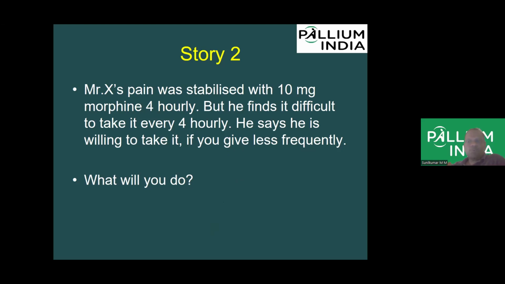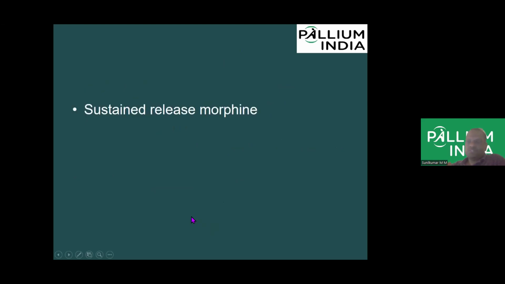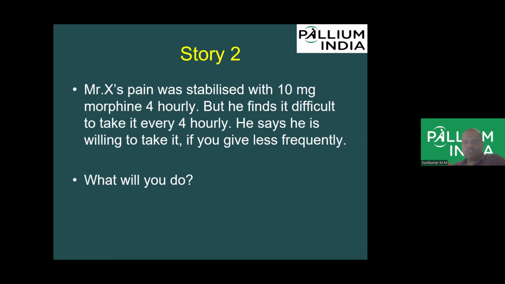So what are the properties of sustained release morphine compared to immediate release morphine? Sustained release morphine, its duration of action is 12 hours, whereas the duration of action of immediate release morphine is 4 hours. So what would be the dose of sustained release morphine for this patient? BD. Yeah, what is the dose? 15 mg or 15 mg every 12 hours.